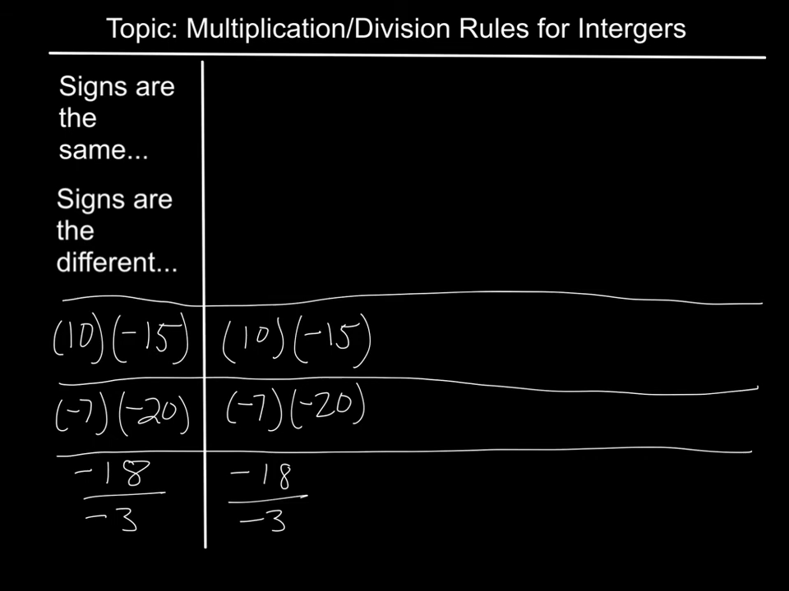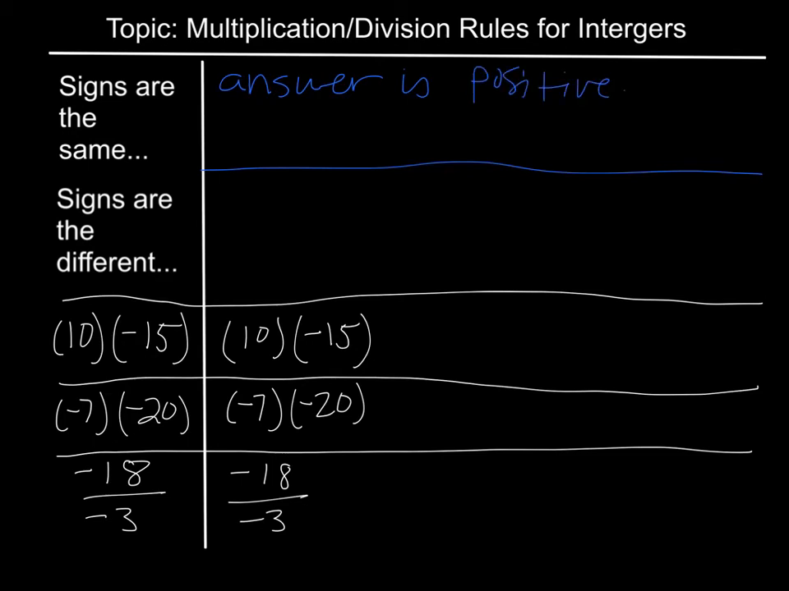Okay, so somebody else wanted me to just go over the rules for multiplication and division. So I only have two rules. My two rules are right here. When the signs are the same, the answer is positive. Always. So I'll do a couple of examples here. Negative 5 times negative 10. These two signs are the same, so that means it's going to be a positive answer. In this case, it would be 50.